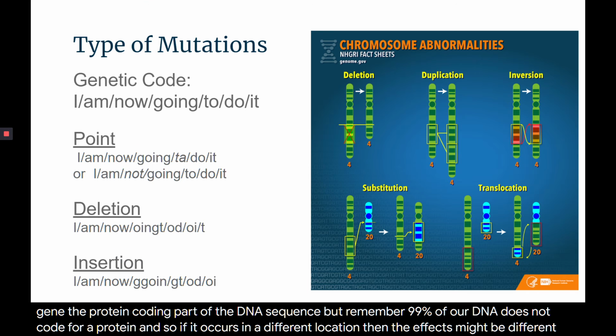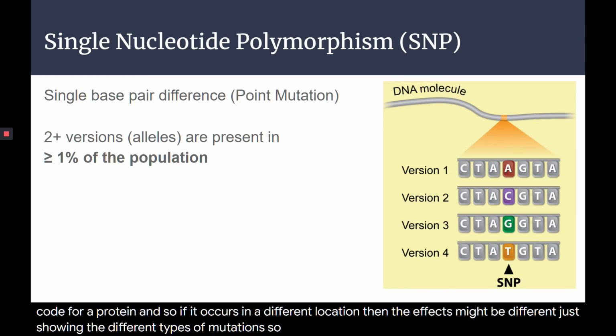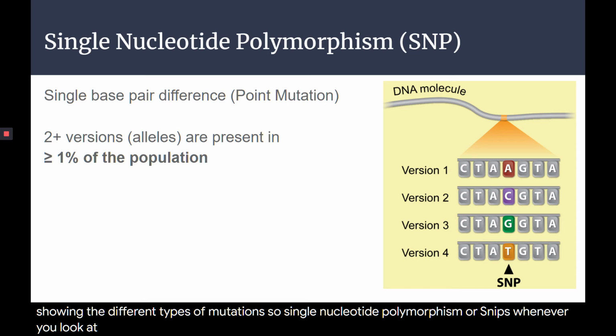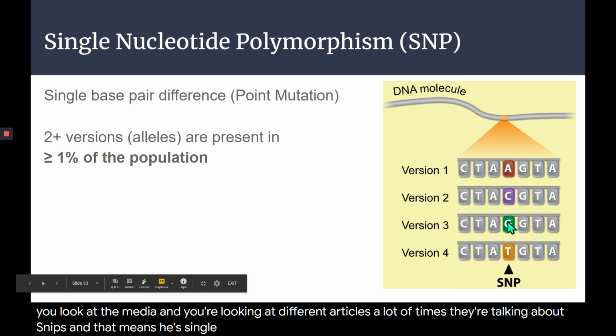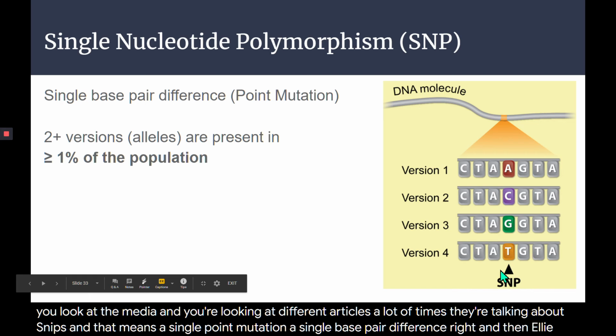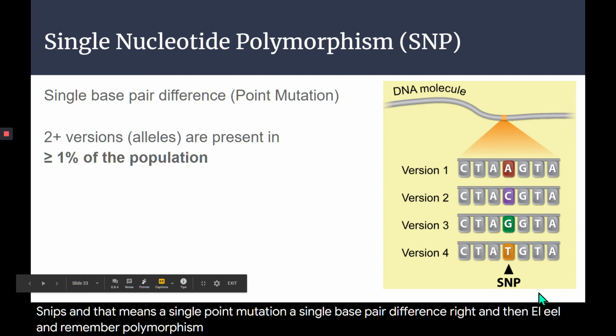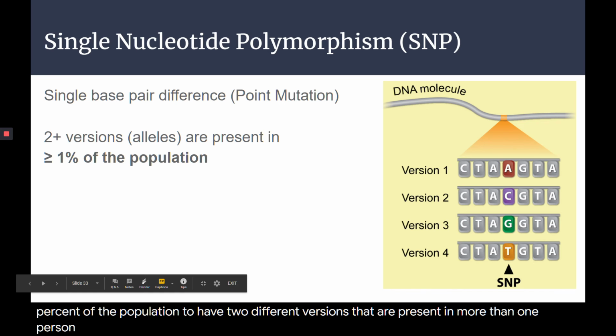So this is just showing the different types of mutations. So single nucleotide polymorphisms, or SNPs. Whenever you look at the media and you're looking at different articles, a lot of times they're talking about SNPs, and that means a single point mutation, a single base pair difference, right, in an allele. And remember, polymorphism implies that this particular allele is present in more than 1% of the population. So it has to have two different versions that are present in more than 1% of the population.